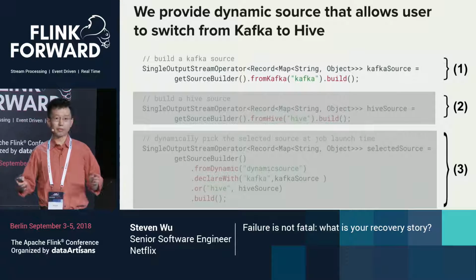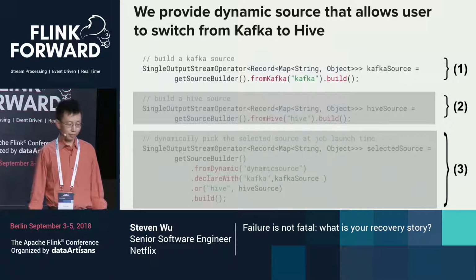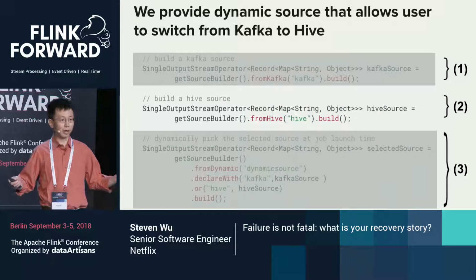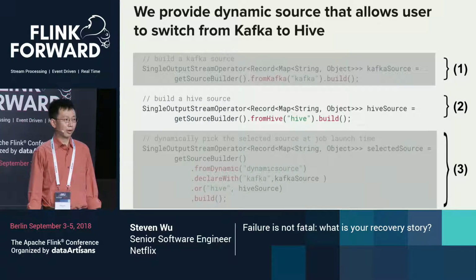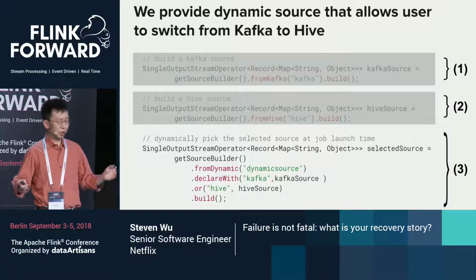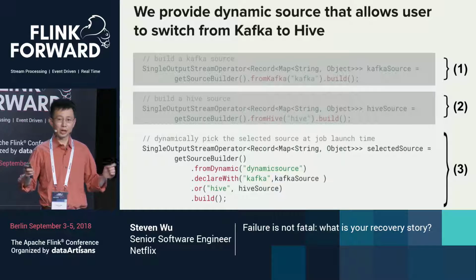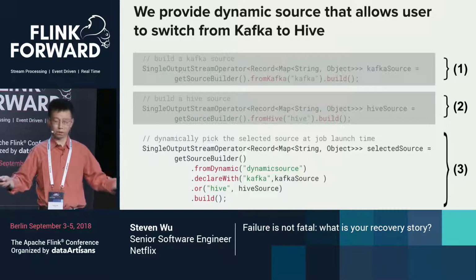So user will first define a Kafka source. And the second step, user define a Hive source. And in the third step, user define a dynamic source that declares both the Kafka source and Hive source. And during deployment time, user can choose which source to use.